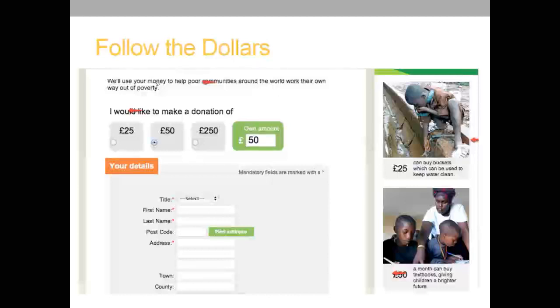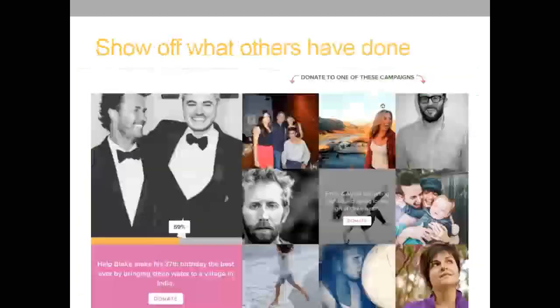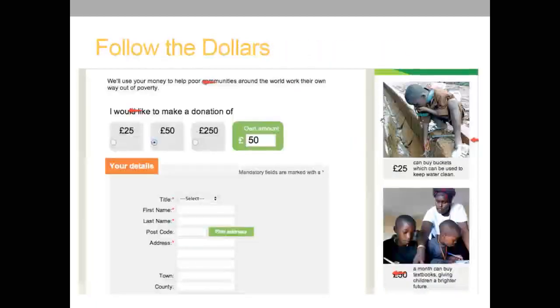And then one last little thing, right up here on the top, you see it says, we'll use your money to help poor communities around the world work their own way out of poverty. And that's their reason to give. That's why people want to give to them. And then the follow-up is how people can actually see where their money is going. So that's the follow the dollars.